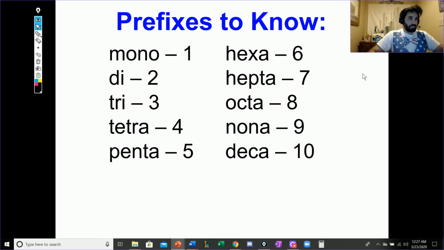The prefixes you need to know are mono is 1, di is 2, tri is 3, tetra is 4, penta is 5, hexa means 6, hepta 7, octa 8, nona 9, and deca is 10. A prefix is something that goes at the beginning of a word. It's an add-on to the beginning of a word. And what the prefixes do for us with these covalent compounds is tell us how many of that element you have.